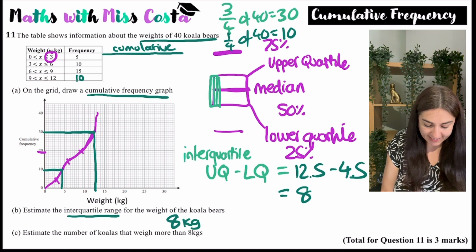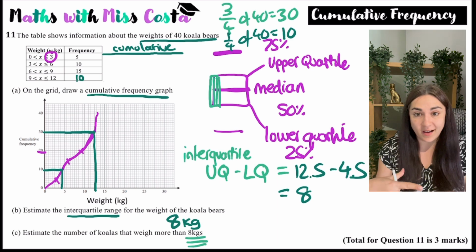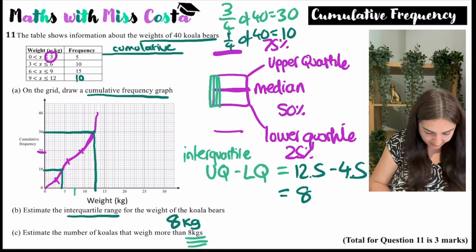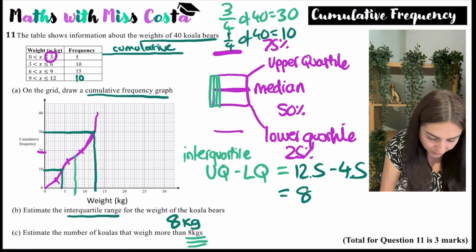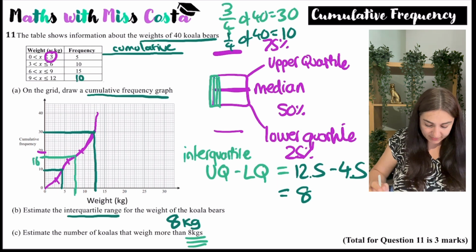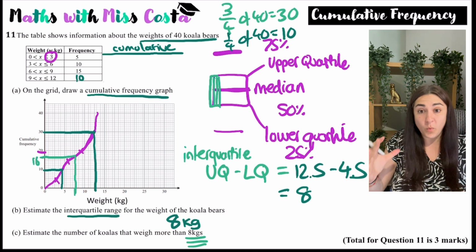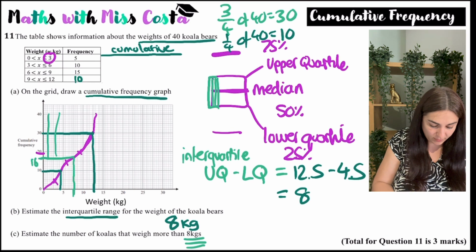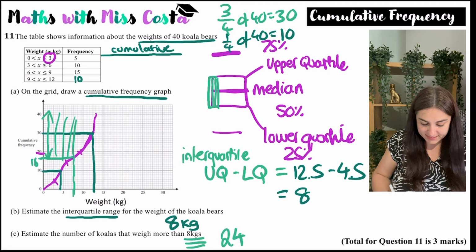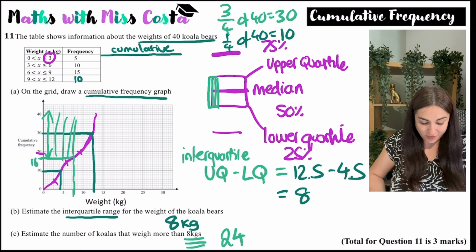The next part of the question is saying estimate the number of koalas that may weigh more than 8 kilograms. So I'm going to use the other axes now, the weight axes, and I'm going to just mark a point at, that would be 7.5, so 8 is just going to be here. And then I go and I read across, and that is about 16. So how many koala bears weigh more than 8 kilograms? It's going to be all of these koala bears. So from 16 to 40, that's a difference of 24. So 24 of the koala bears weigh more than 8 kilograms.